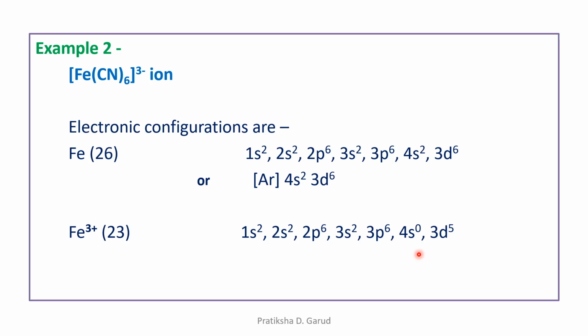So we have to remove the 3 electrons. The 2 electrons are eliminated from the 4s and 1 electron is eliminated from the 3d. So it becomes 1s2, 2s2, 2p6, 3s2, 3p6, 4s0, 3d5, or it is having the argon core 4s0, 3d5. So let's put these 5 electrons of the 3d in the box diagram.